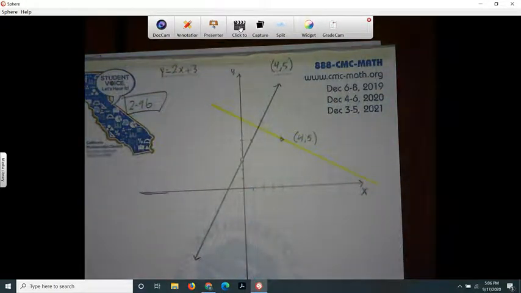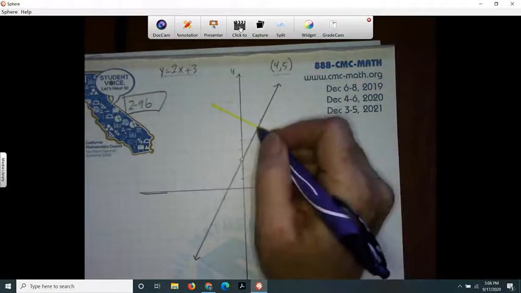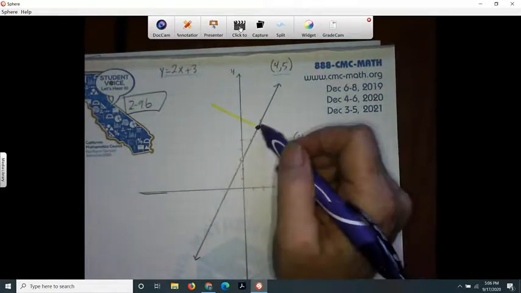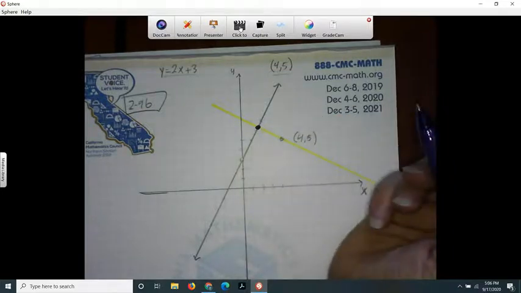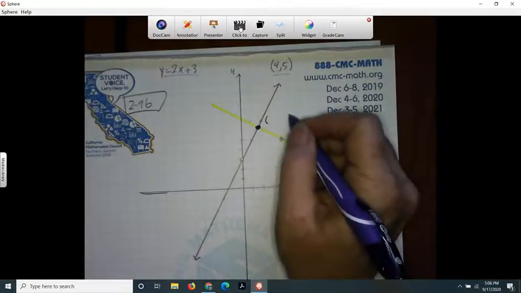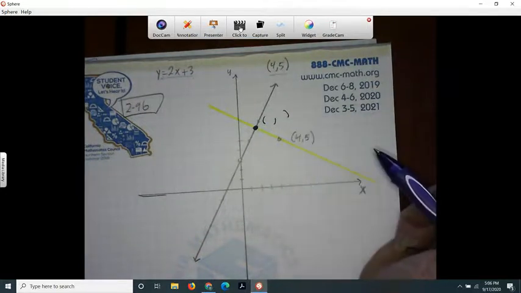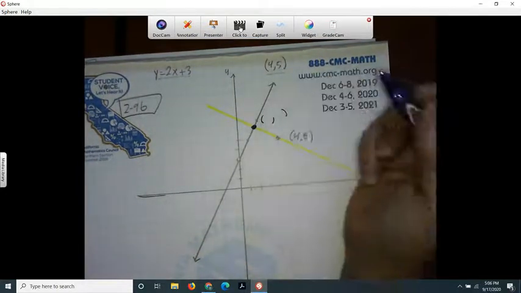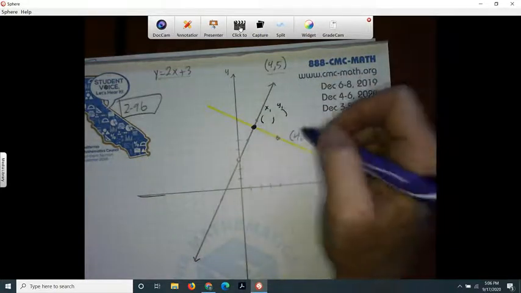It might not be perfect, but anyway, if I knew what the ordered pair was for this point, and I don't, you can see it didn't seem to land on any grid lines, but if I did know it, then I would use the distance formula. I would call these (x1, y1) and (x2, y2).